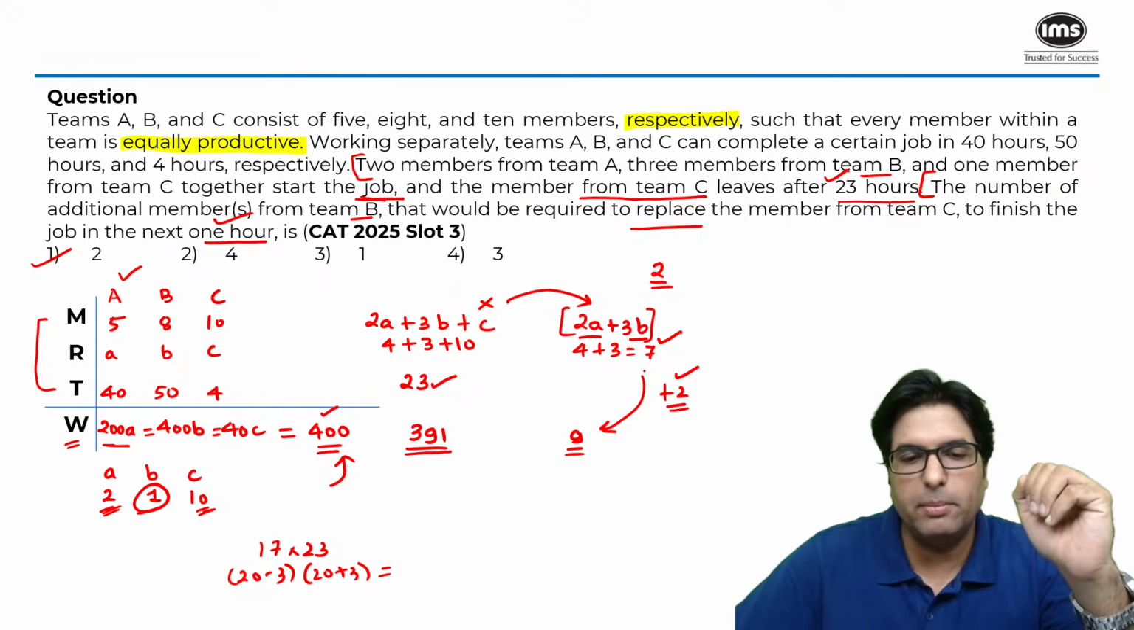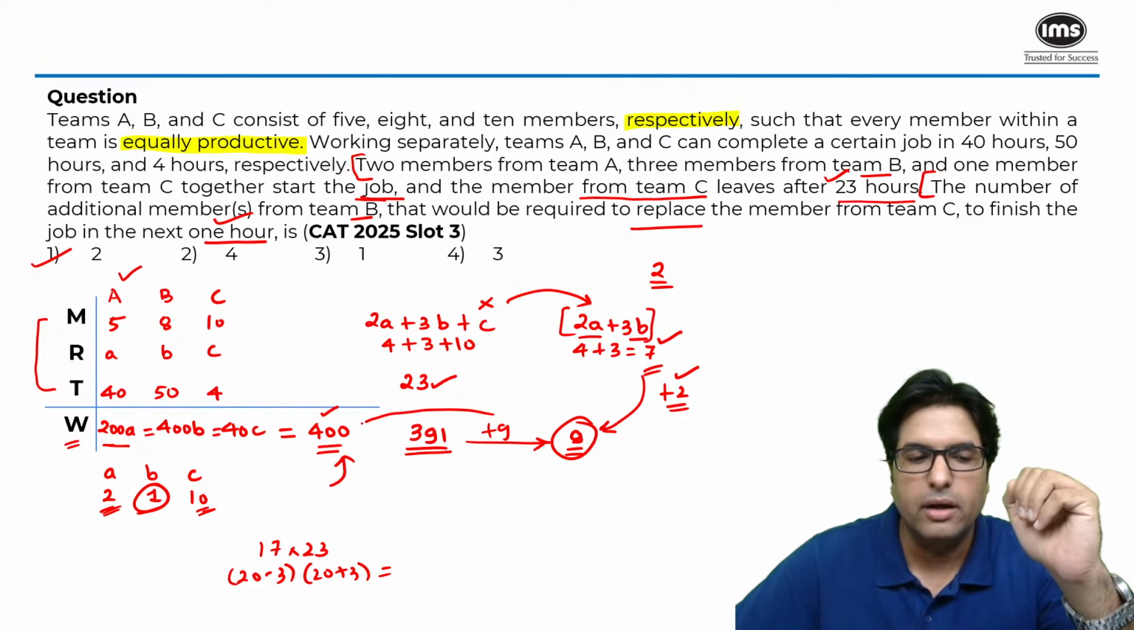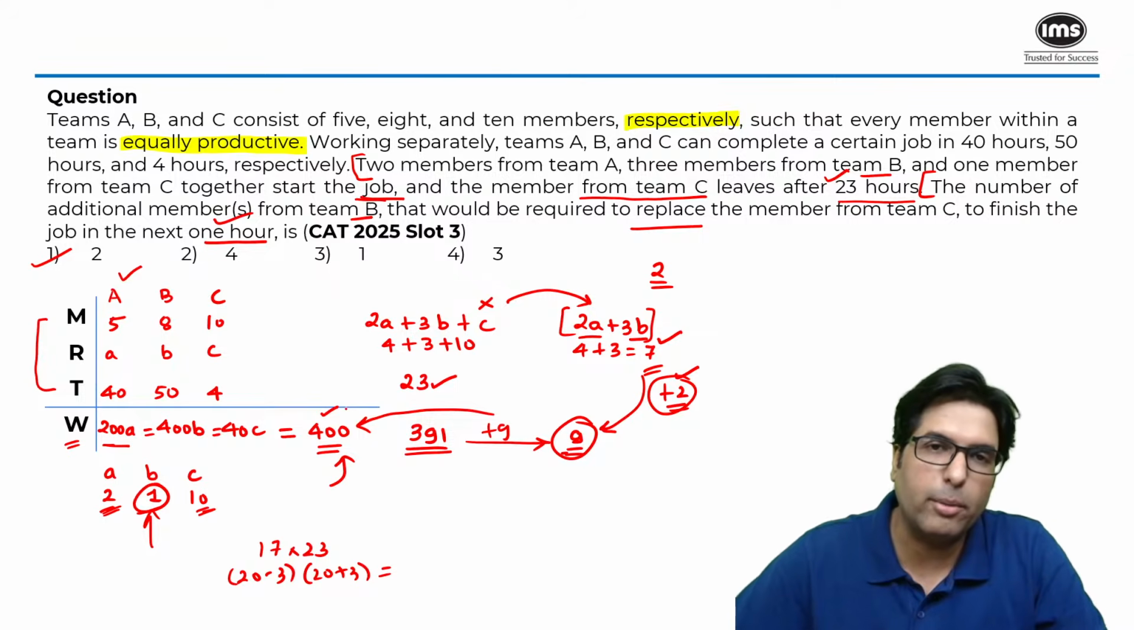See, with the given people, we were already able to produce 7 units of work in 1 hour. We required 9 more units because 391 was already done. 391 plus 9 would have fetched us the total work of 400. To complete 9, we just required 2 more units. And 1 person from team B is able to contribute 1 unit of work.